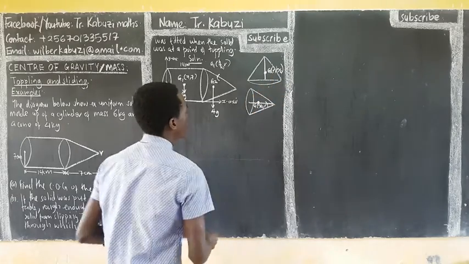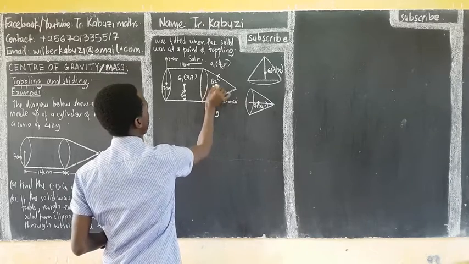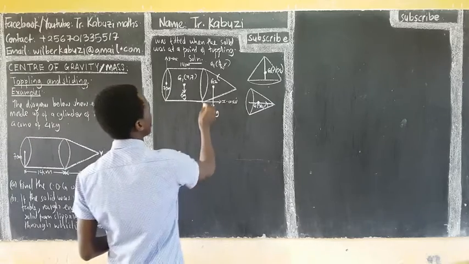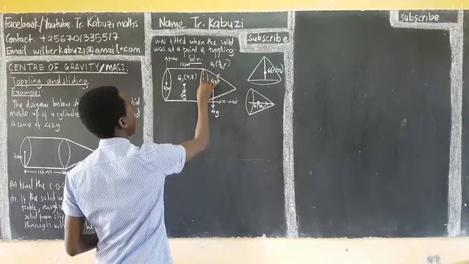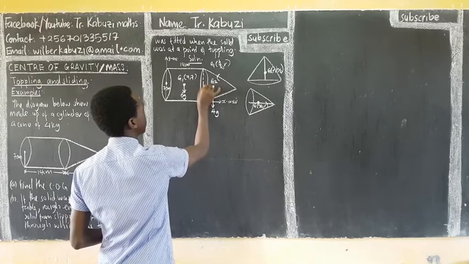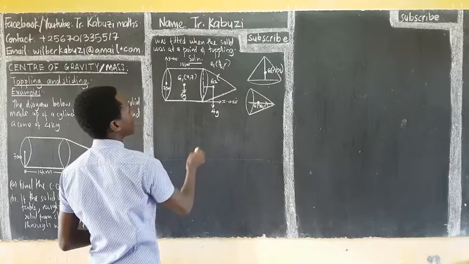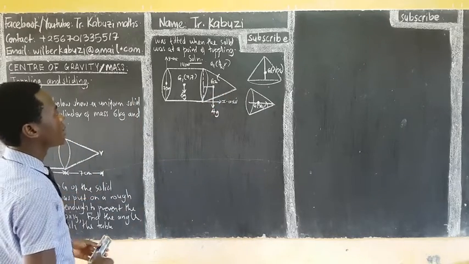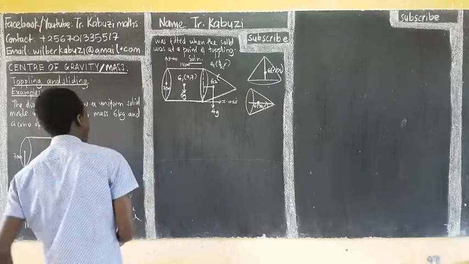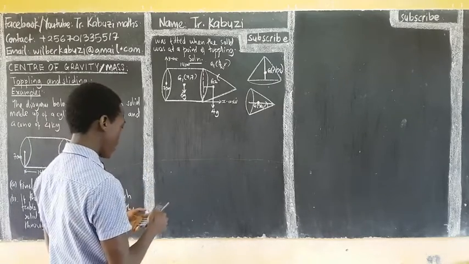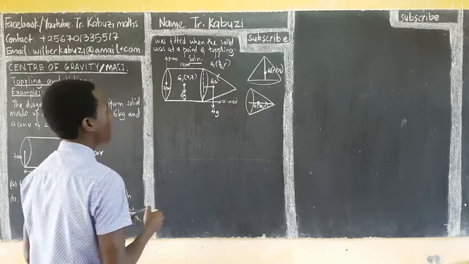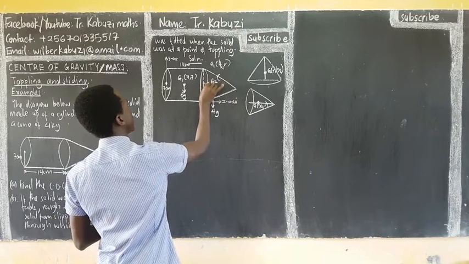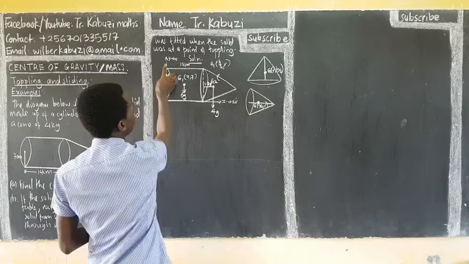As simple as that. So to get this distance from here up here, they are giving us 7, so it should be a quarter of 7. I need first of all to get this distance from there up here. That distance is going to be a quarter of the height. Remember they gave us from here up to here is 7. So it's going to be 7 over 4, which is 1.75.